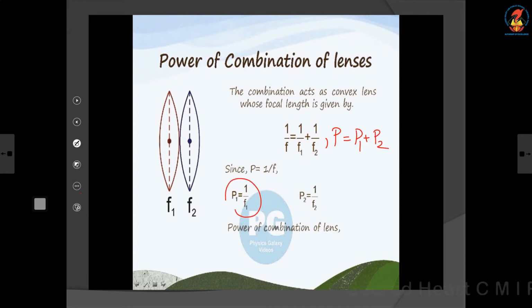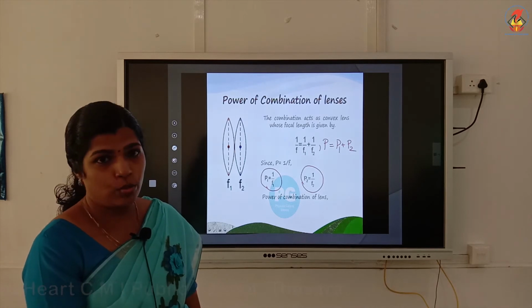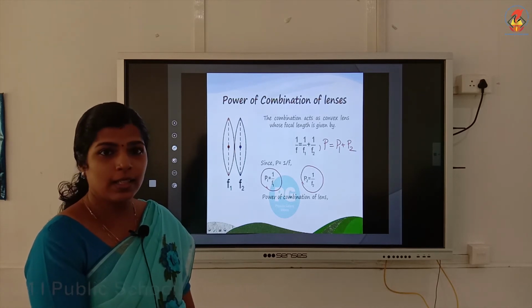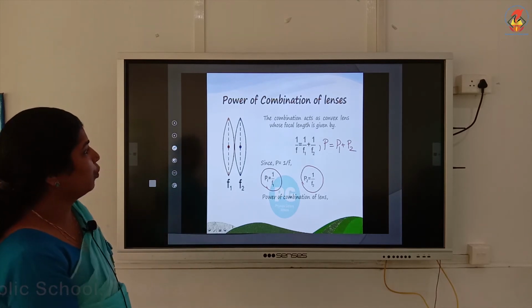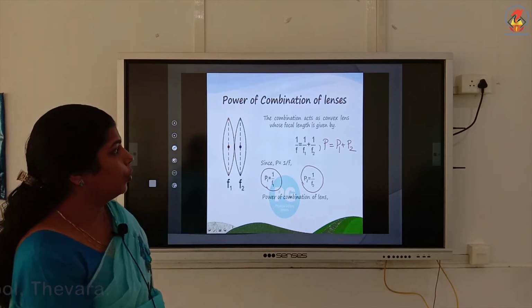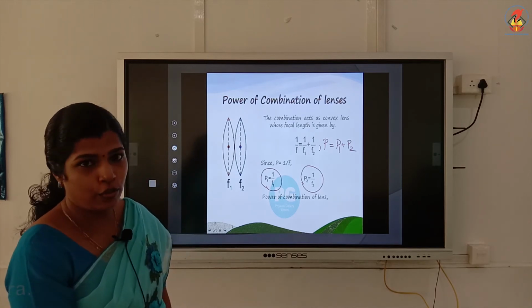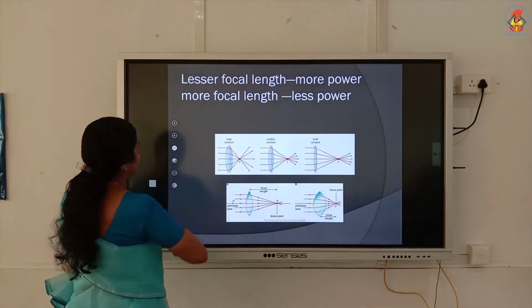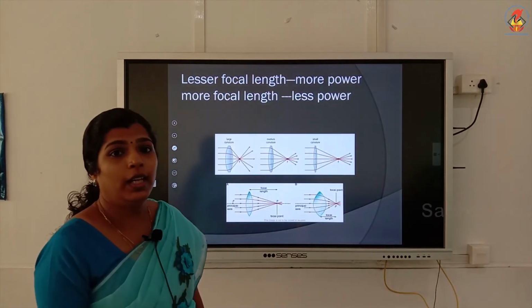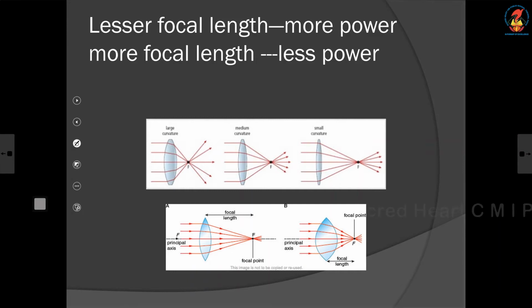What is P? P1 is 1 by F1 and P2 is 1 by F2. P means the power of the combination. If two lenses are used as a single system of lens, then we can find the power using the equation P equal to P1 plus P2, combination of lenses. Then, if focal length is less, then the power will be more.